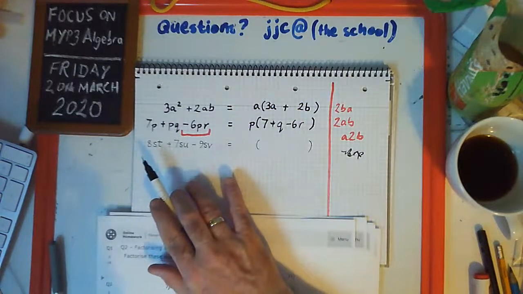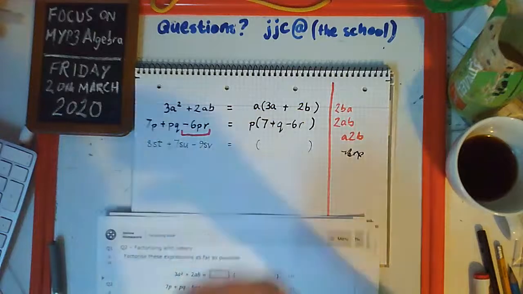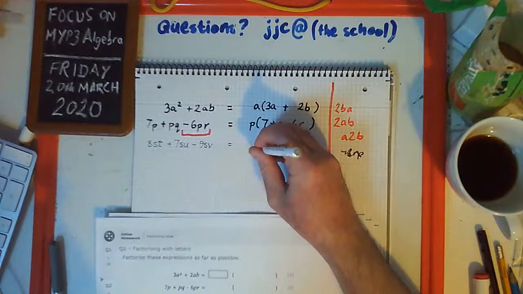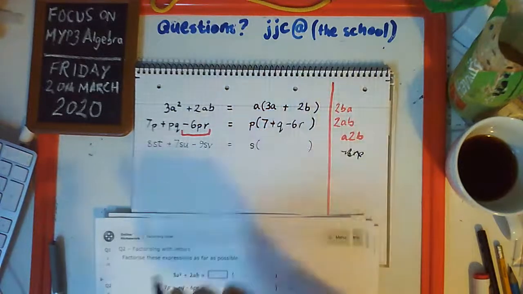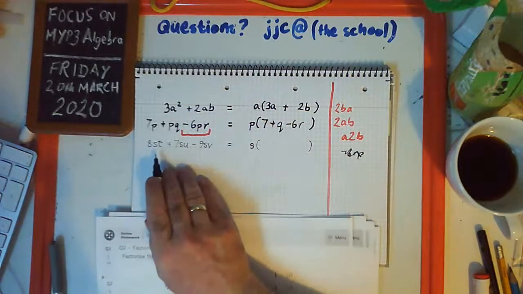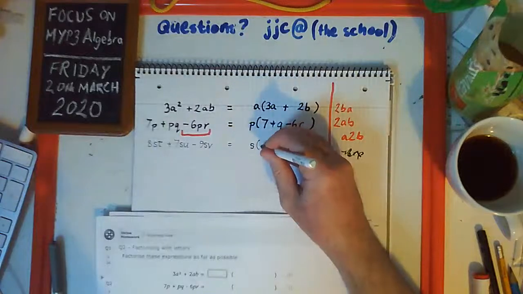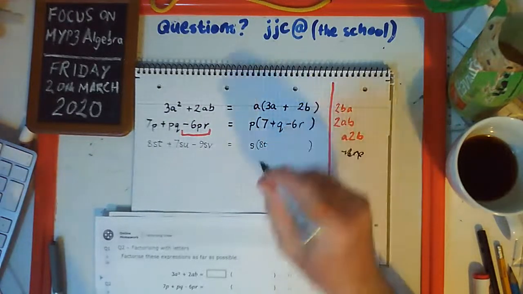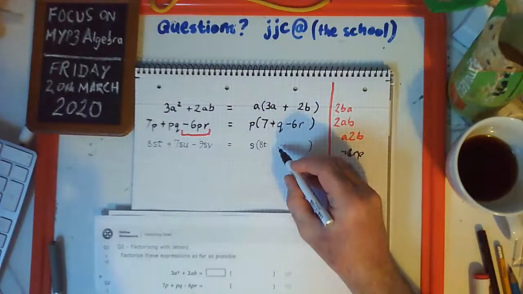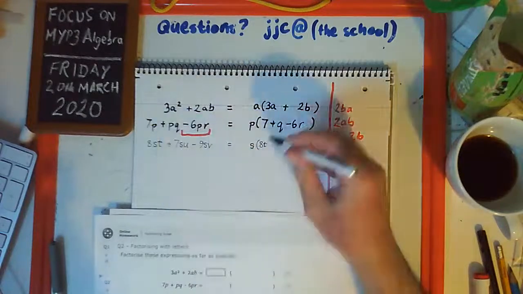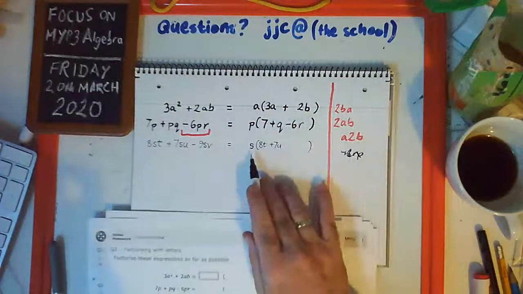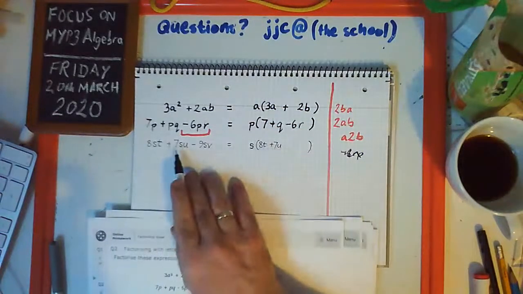Okay, so there are no common factors of 8, 7, and 9, so there's no number we can divide them all by, but they've all got an S in them. So S times what inside of the brackets will give me 8ST. So I need to multiply that by the 8 and the T to get the 8ST. And then S multiplied by what inside the brackets will give me 7SU. So it's going to need to be multiplied by the 7 and the U, and S times 7U will give me the 7SU.